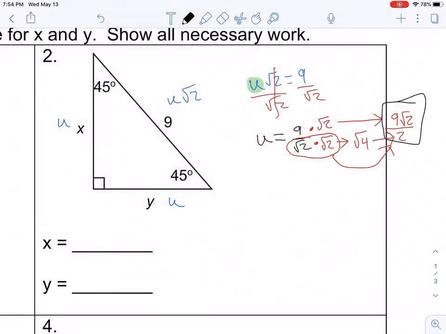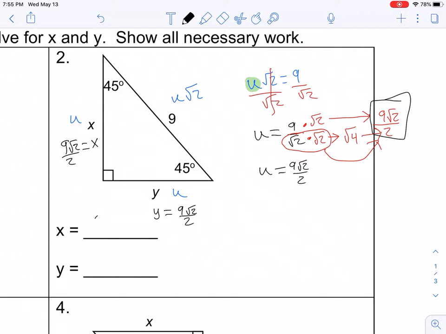Taking this answer here, u is equal to 9 square root 2 over 2. I'm now going to apply that to each of my legs. If you notice, both of my legs have the same value of u. So if I replace u with 9 square root 2 over 2, that equals x. If I replace here, y equals 9 square root 2 over 2, and we've found the value for both x and y. They are the same. 9 rad 2 over 2. 9 rad 2 over 2.